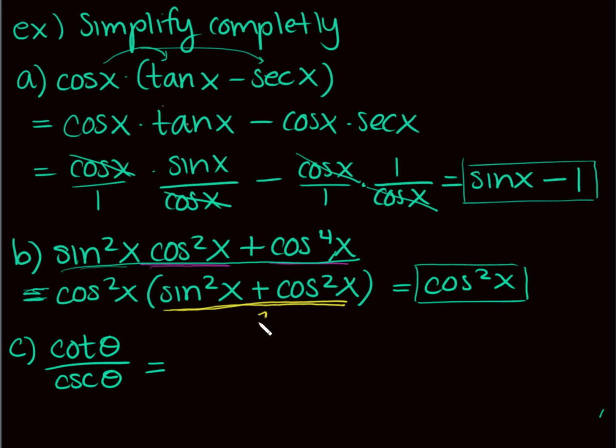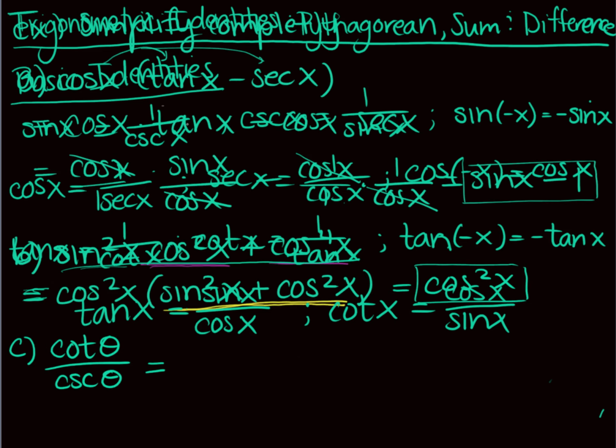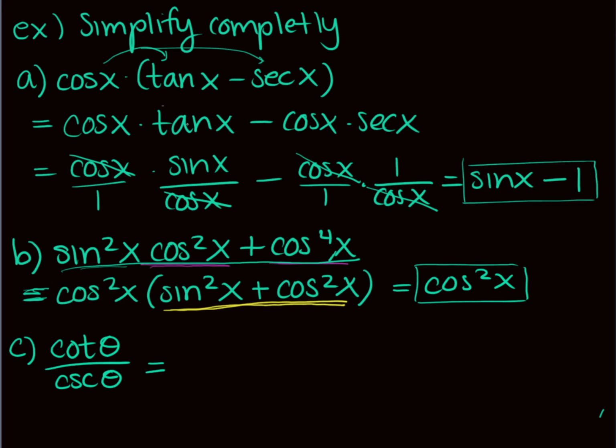when in doubt, when you're not quite sure how these guys are related, rewrite everything in terms of sine and cosine. So if we look back to my basic identities, what is cotangent? Cotangent is cosine over sine. So I'm going to rewrite everything in terms of cosine and sine and see what happens. So cotangent is cosine of x all over sine of x. That is what cotangent is. And then what is cosecant? Cosecant is 1 over sine of x, okay?